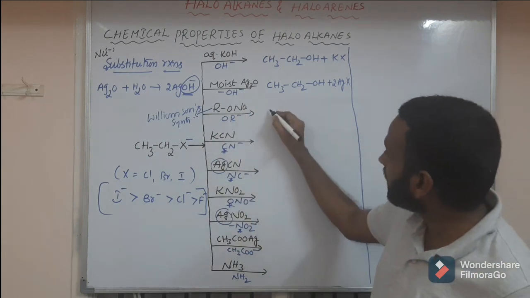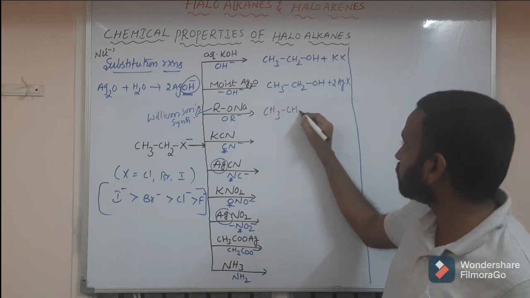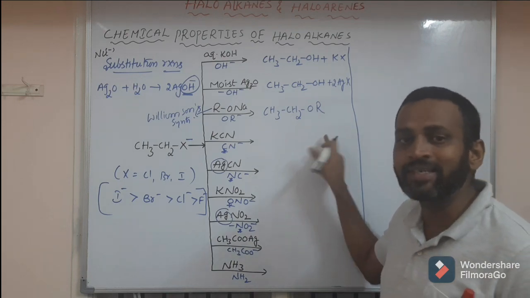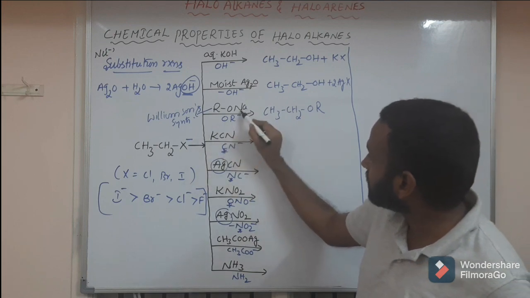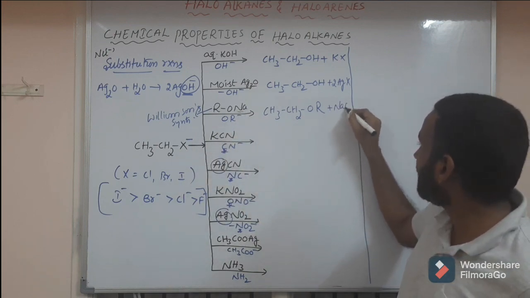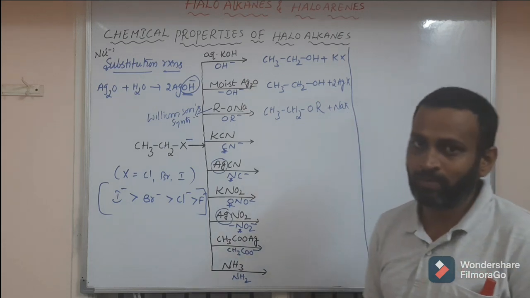RONa, then what will be the product? Can you guess? CH3CH2OR. So is it an ether? Yes, it's an ether preparation. So here what happens? Sodium and X will be removed as NaX. Commonly I am writing all properties at one place.